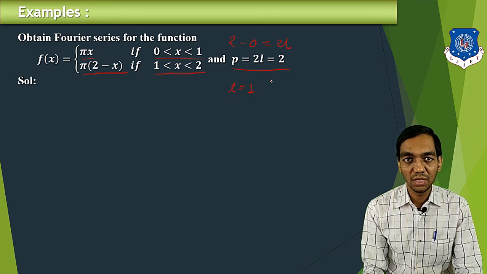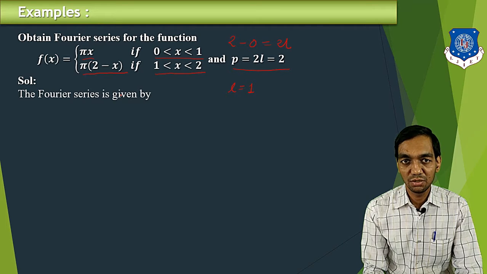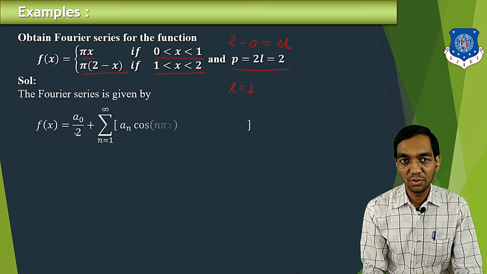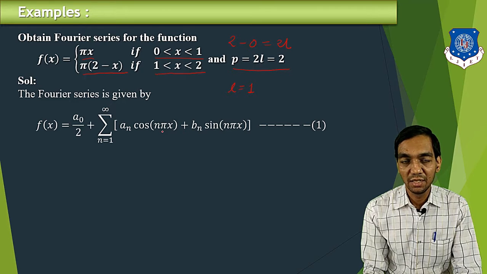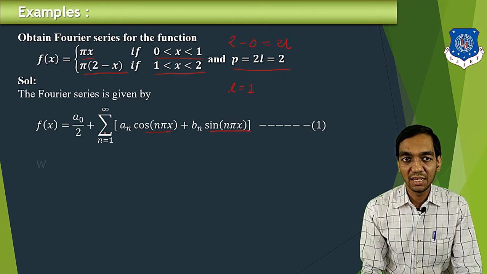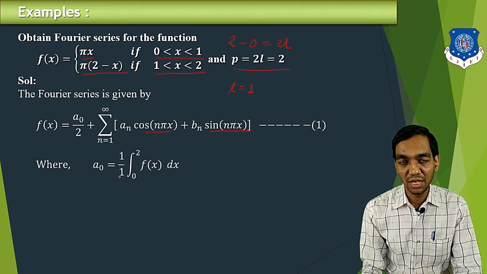Correct? So if we start with the solution, first of all the Fourier series is given by f(x) is equal to a0 by 2 plus sigma n running from 1 to infinity an into cos n pi x upon L. But L has a value 1, so it is cos n pi x. In the same manner plus bn into sin n pi x, where a0 is given by 1 upon L, that is 1 upon 1, integration from 0 to 2 f(x) dx.